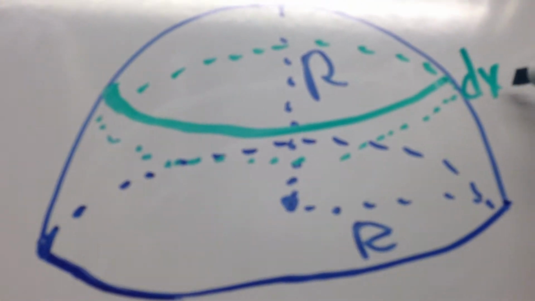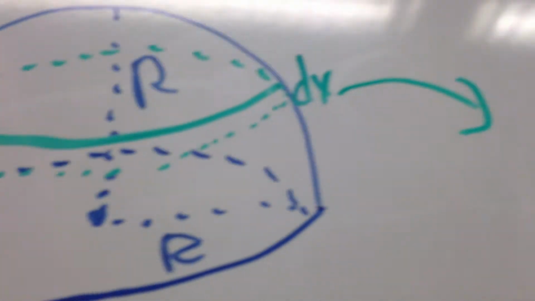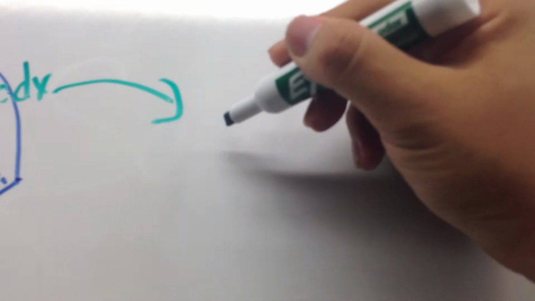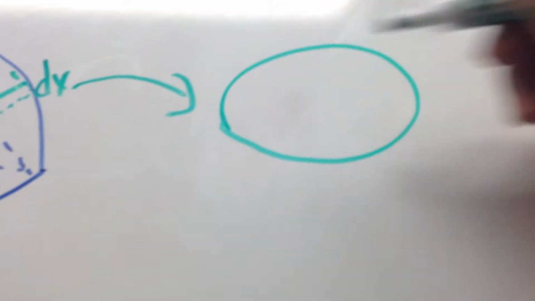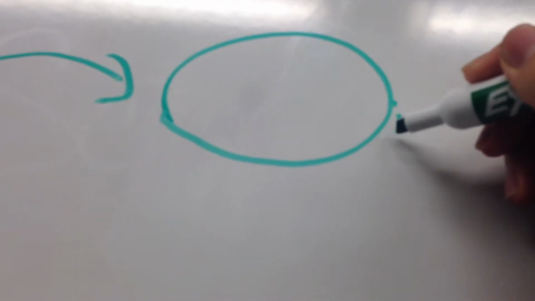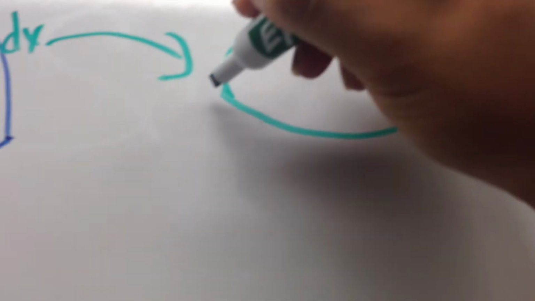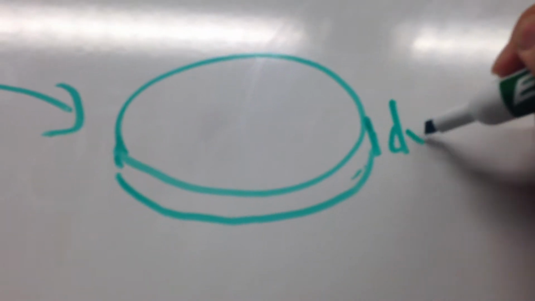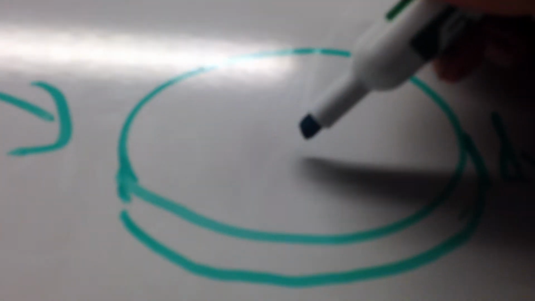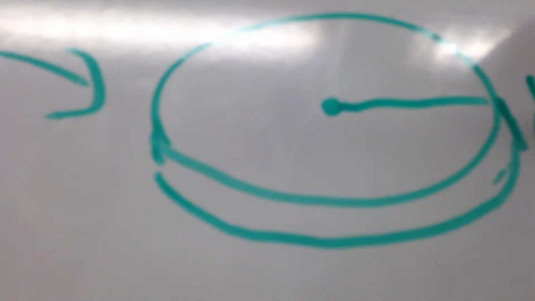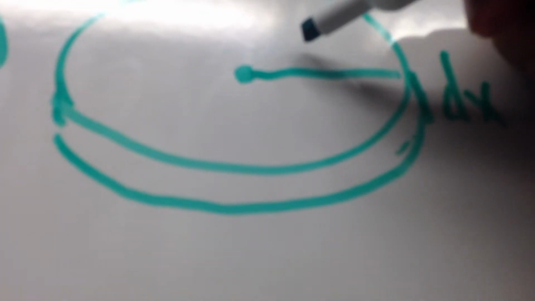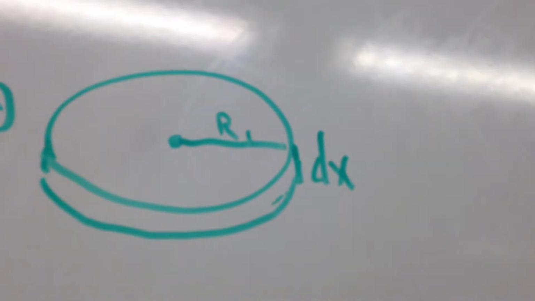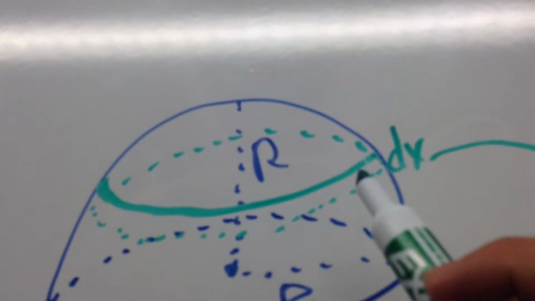So you might want to see the disk again. I might do it a little better this time. It's a disk that looks like this, with a very, very tiny height, and the height right here is dx. The center of the circle, I'm going to call this R1, but we might not need it, who knows. This is the disk over here.